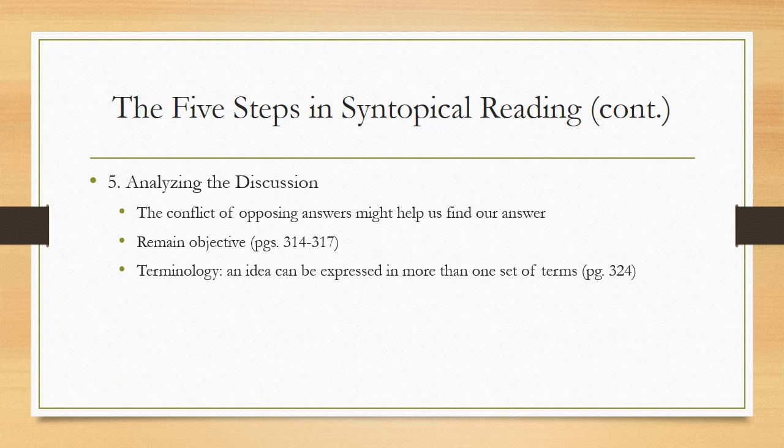Finally, terminology. On page 324, he points out how an idea can be expressed in more than one set of terms. So this comes back to the idea that for syntopical reading, for your research process, you're defining the terms rather than the author. And so some people will say you can only say something one way. That's not true. There's more than one way to say almost anything. And so you might be using different terms, and that's okay.